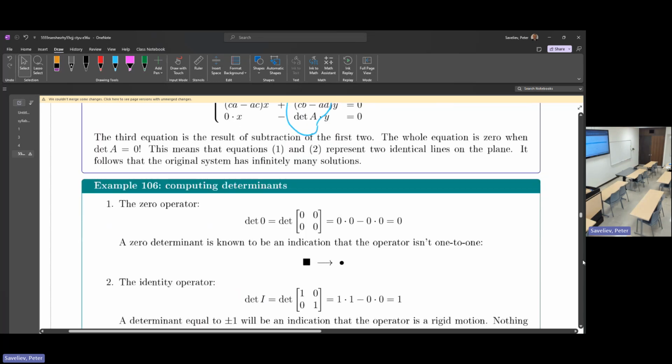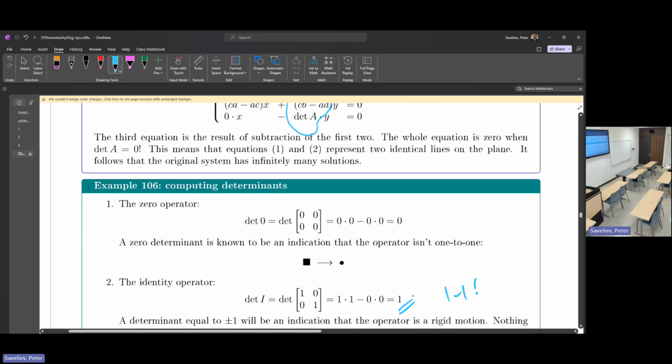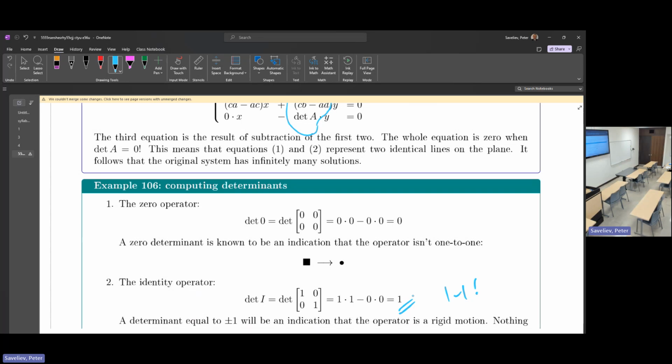The square, the plane, is taken to a point, which is naturally to be expected. For the identity operator, the determinant is 1, which indicates, as we know, that it is one-to-one. But it's not just that it's not equal to 0; there is more to it, because it is nice to have 1. But if it is negative, then we have a rigid motion.